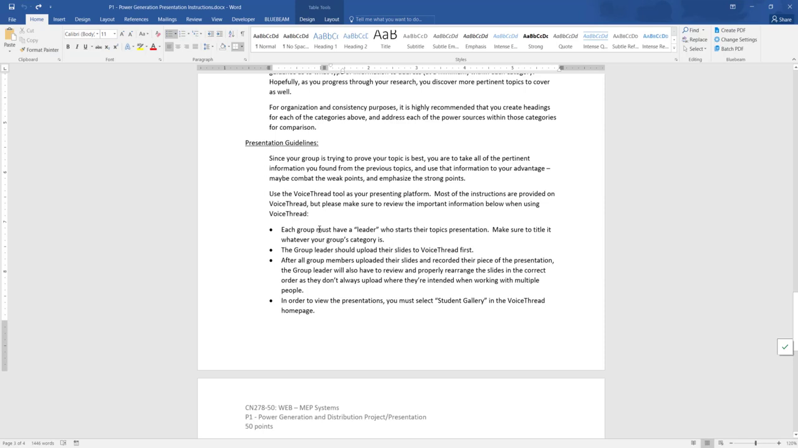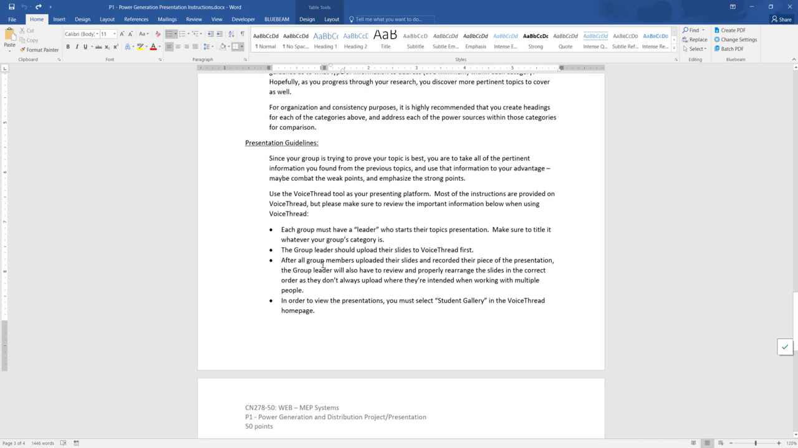But just make note that someone has to be selected as the group leader, we'll call them. They have to be the one who starts the presentation on their end, right? And then make sure to title that whatever your group's category is. So if you're doing fossil fuels, make sure that whoever the group leader is goes into the student gallery and, to start their presentation, types in fossil fuels. That group leader should also upload their slides first, okay?